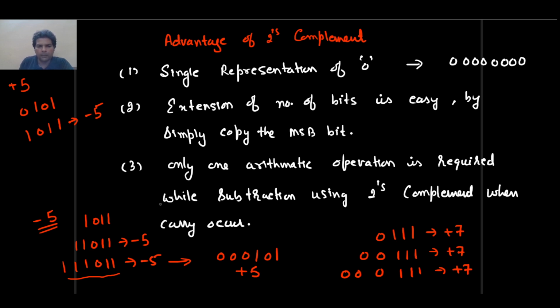Clear? Now the third point is that only one arithmetic operation is required for subtraction using 2's complement. If a carry occurs, we simply discard the carry and we get the final answer. So only one arithmetic operation is required for subtraction using 2's complement. Clear? So these are the three advantages of 2's complement.